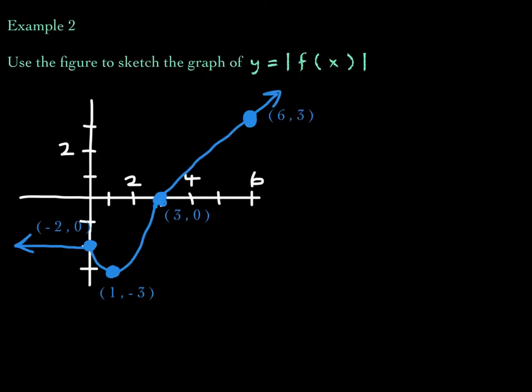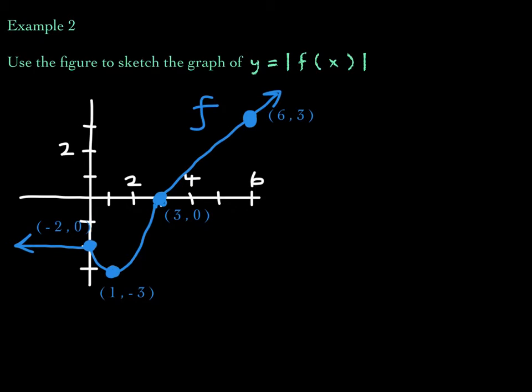Check out this example. Use this figure to sketch the graph of y equal to the absolute value of f of x. What I have shown here is a graph of f. So let me put f nearby. There. This is the graph of f. What we want to show is the graph of the absolute value of this function. So what we're going to have to do is take the portion of this graph that is below the x-axis and reflect it across the x-axis, right?